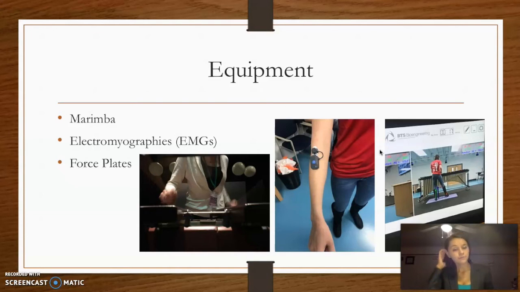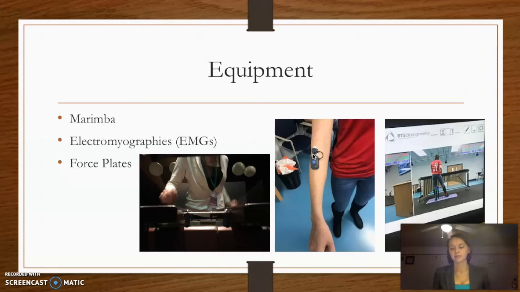I also will be using the term electromyographies. Electromyographies, or EMGs, are small electrical devices that go on your muscles to measure their electrical stimulation. So I put them on my forearms, on my brachioradialis muscles, or what are considered the percussionist's chops. It's what we have really strong to play our instrument.